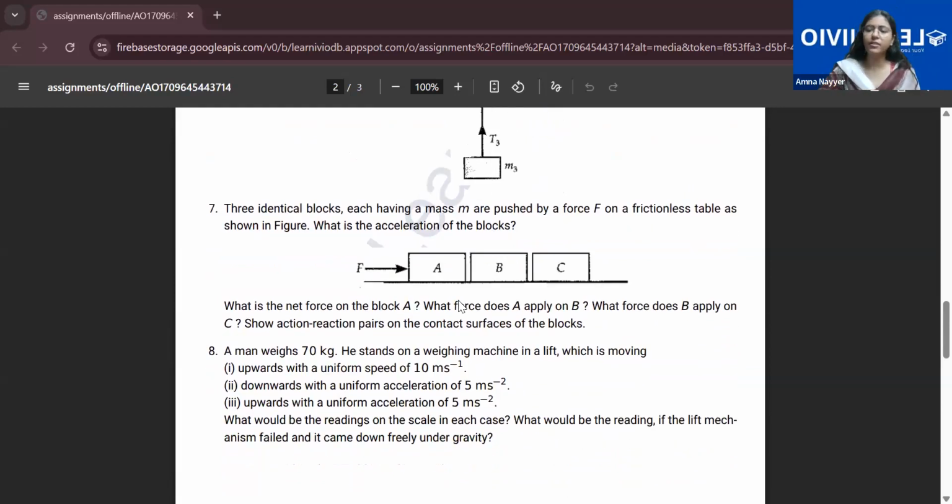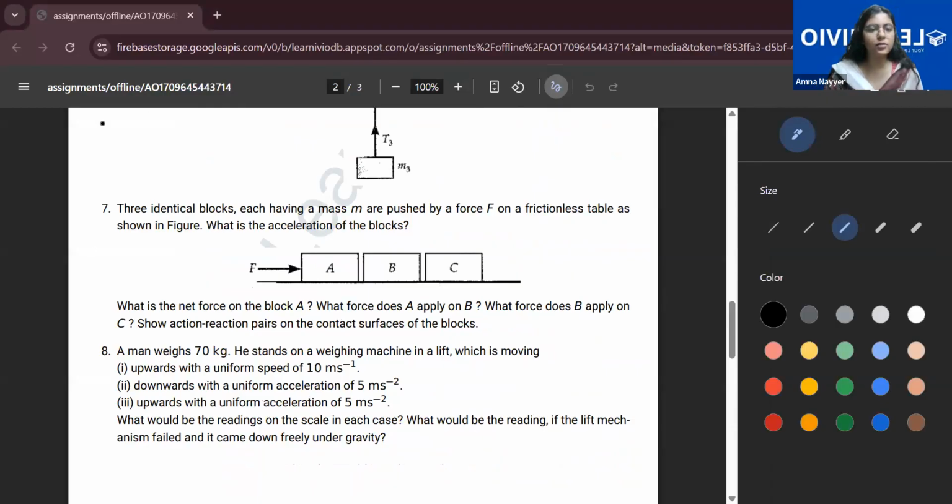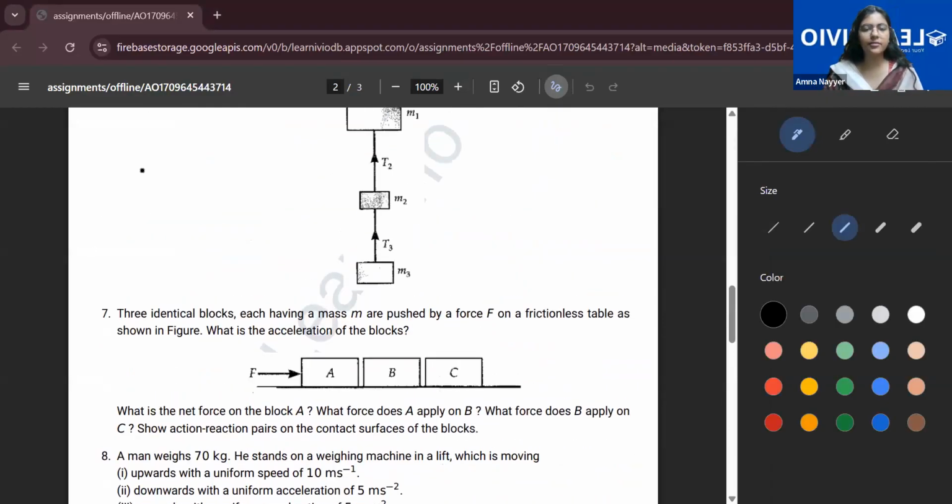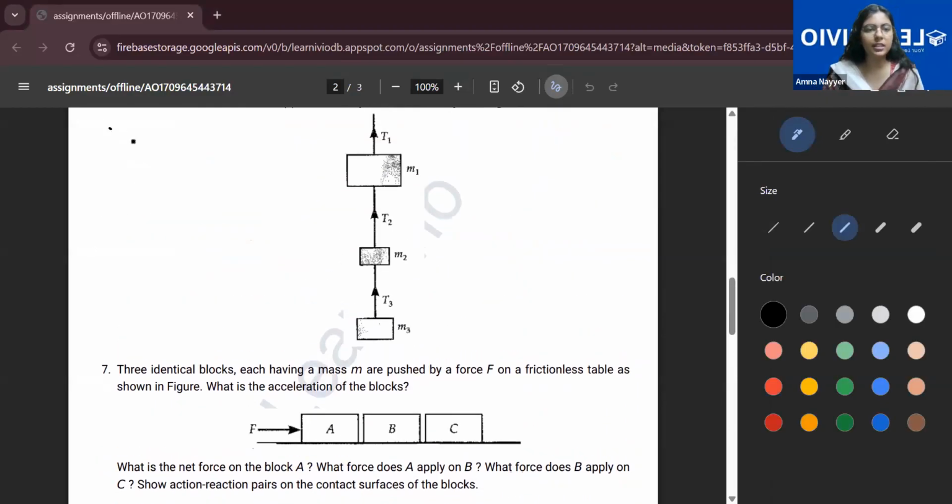This one I think you are having trouble. But the acceleration that you calculated was correct. Look, if m is the mass of each block, when you add all the masses, the total mass will be m into 3, which is 3m.